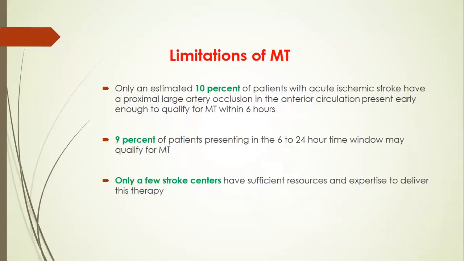Come to the limitation. Only an estimated 10% of the patients with acute ischemic stroke have a proximal large artery occlusion in the anterior circulation. Most of the patients, almost 80 to 90%, will be having small vessel occlusion. And in 9% of the patients presenting in the 6 to 24 hours time may qualify for mechanical thrombectomy. Say for an example, if you take 100 patients who come with a large vessel occlusion, after applying your DEFUSE or DAWN trial, only 9 to 10% of the patients will meet the criteria for mechanical thrombectomy.